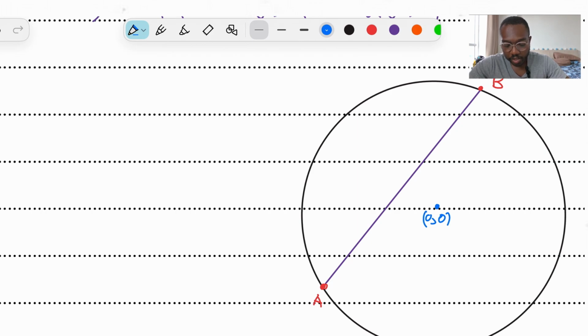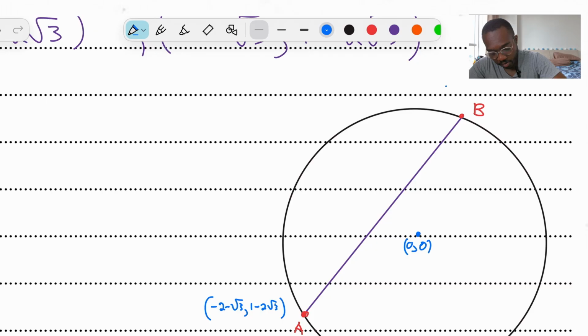Then what do we know? Well, we know that A, where my A is, must be the point minus 2 minus root 3 and, what was it, 1 minus 2 root 3. It has to be down there because that's where the negative quadrants will be. And up here would be minus 2 plus root 3, and that would be 1 plus 2 root 3. It'd be something looking like this.